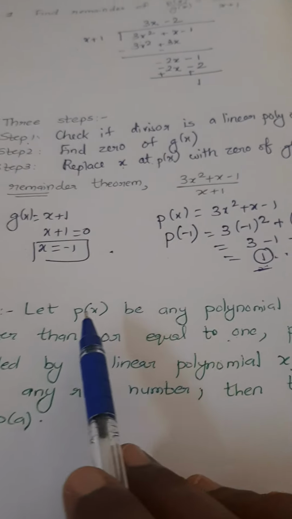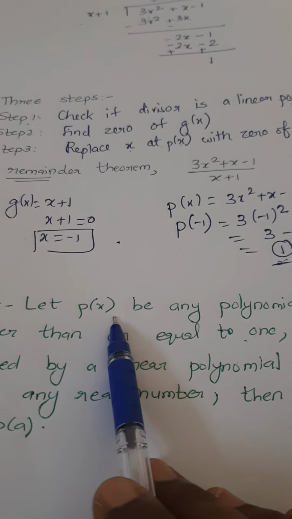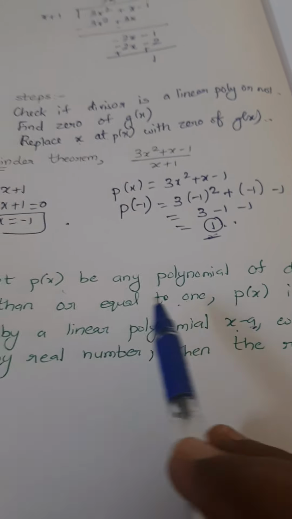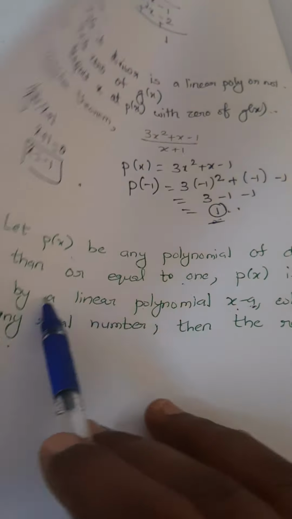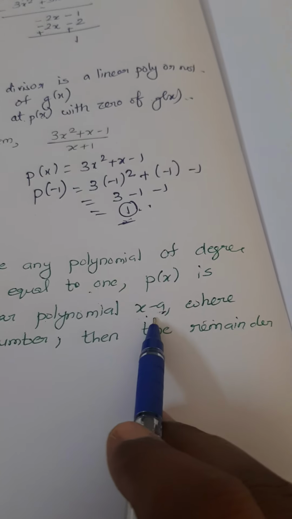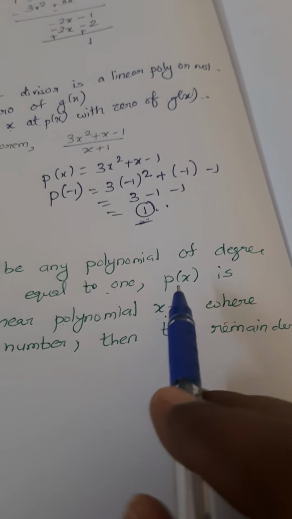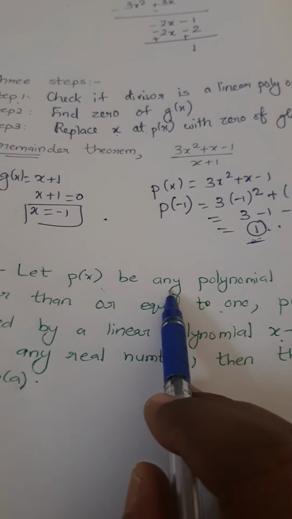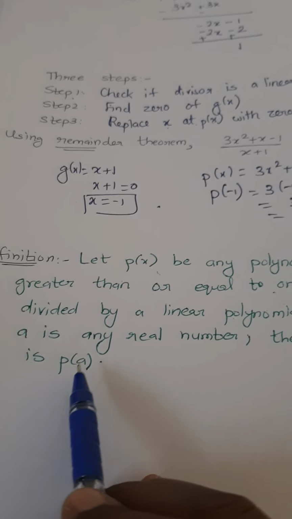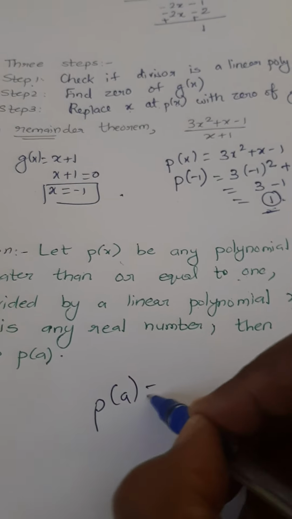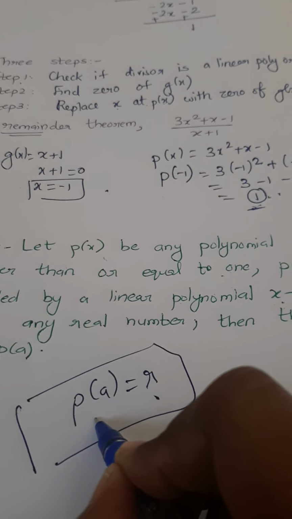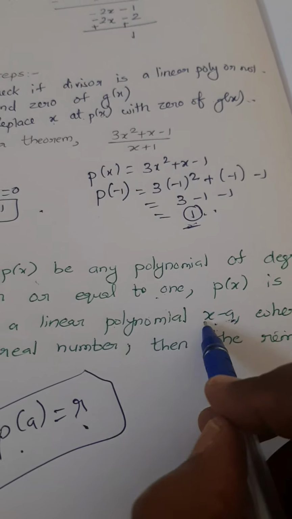Okay, so a quick revision. What is the remainder theorem? If p of x is a dividend polynomial, which is a polynomial of degree either 1 or greater than 1, and g of x is the divisor polynomial, which is always a linear polynomial in the form of x minus a, then the 0 of the divisor will be a. And if you evaluate p of x at x equal to a, that is p of a, it should be your remainder. So the remainder should always be p of a, given that a is the 0 of a linear polynomial.